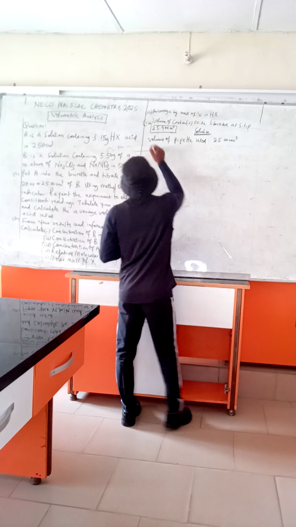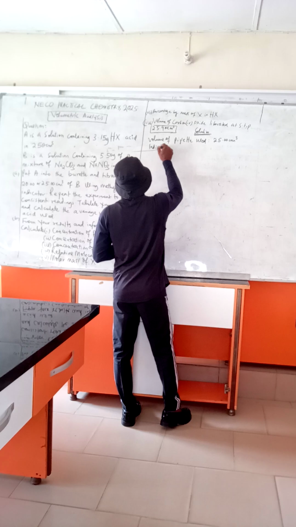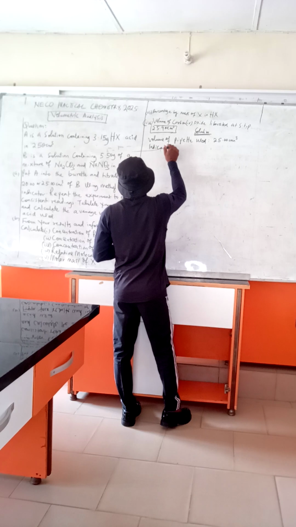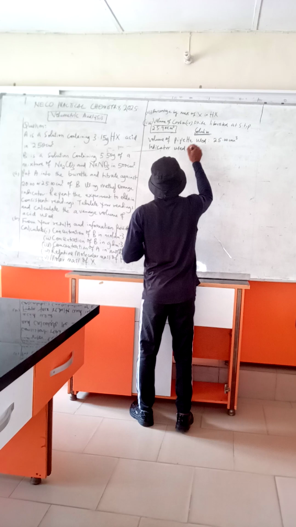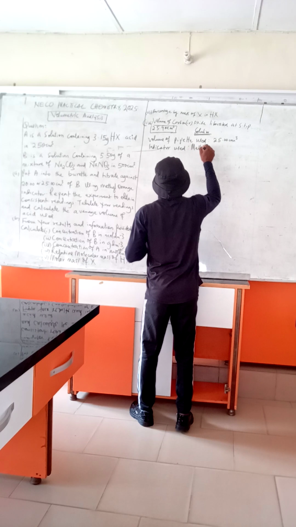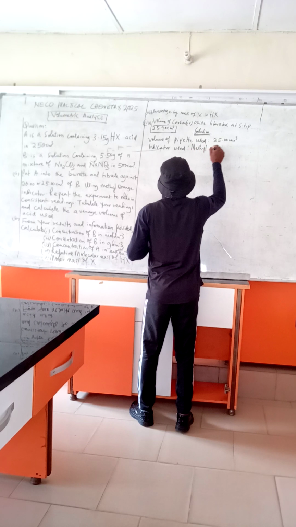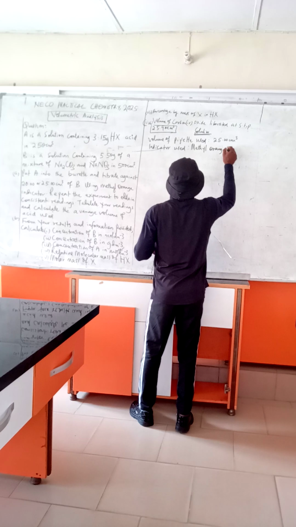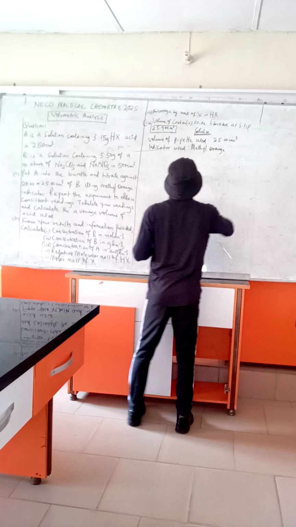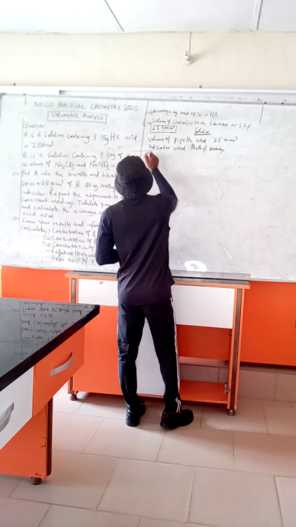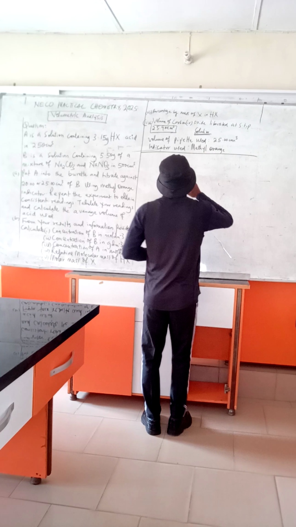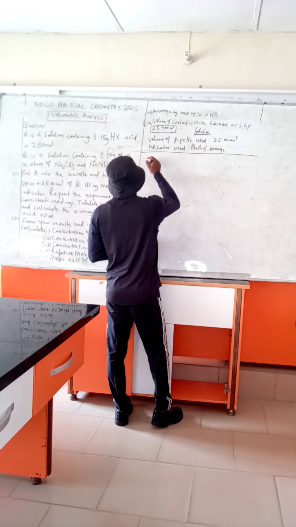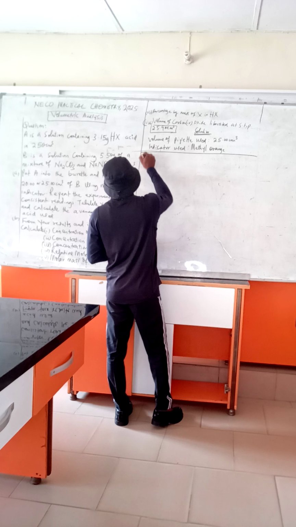Of course, there's no need for indicator, but if you put it, there is nothing wrong with it, because they have mentioned it in the question. They told you using methyl orange indicator. Methyl orange. Now from here, you can put off your line and get your meter rule. You write burette reading.